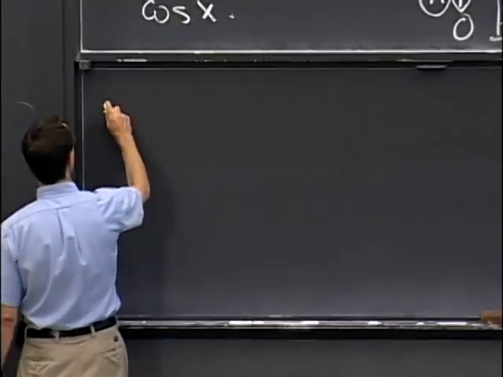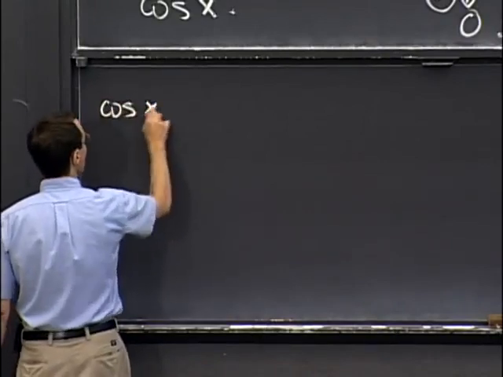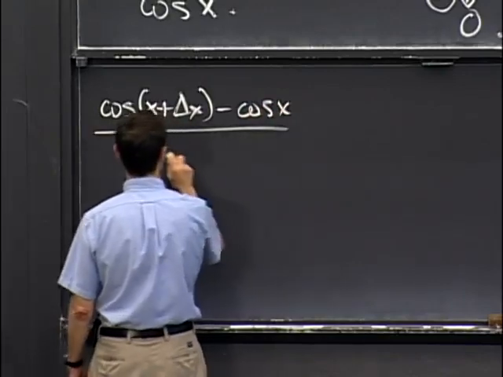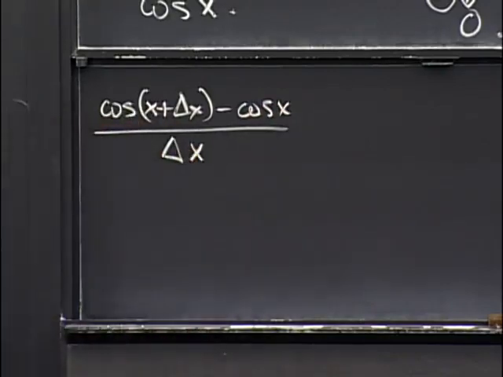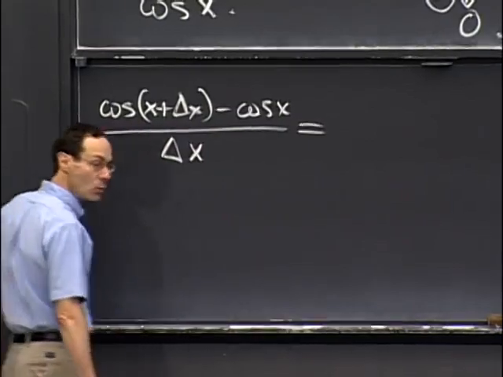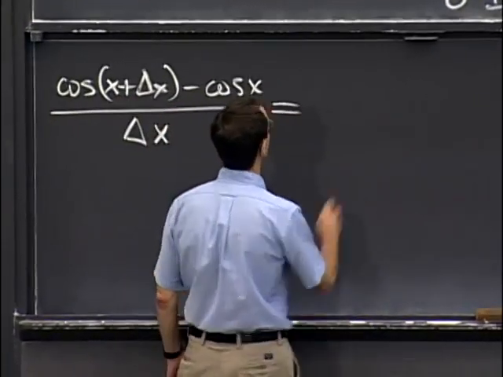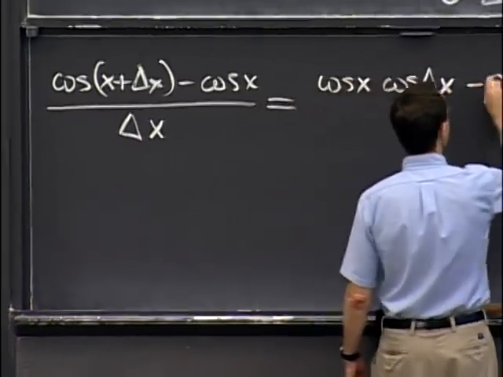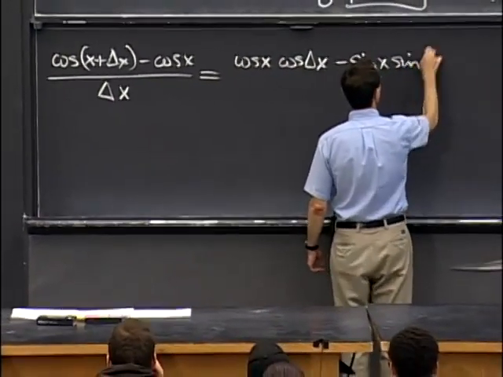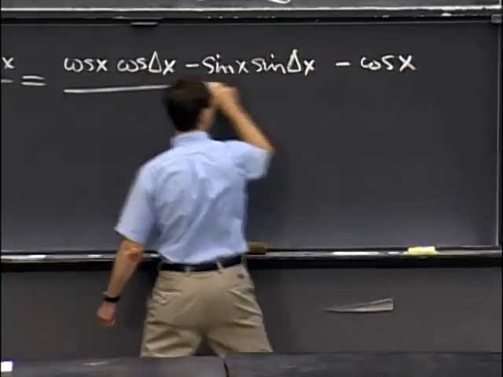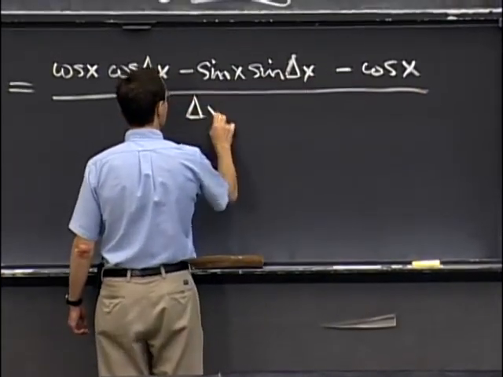So okay, let's do the cosine now. That's cosine of x plus delta x minus cosine x, divided by delta x. Okay, there's the difference quotient for the cosine function. And now I'm going to do the same thing I did before, except I'm going to apply the second rule, that is the sum rule for cosine. And that's going to give me cosine x cosine delta x minus sine x sine delta x. And then I have to remember, again, to subtract the cosine x, divided by this delta x.